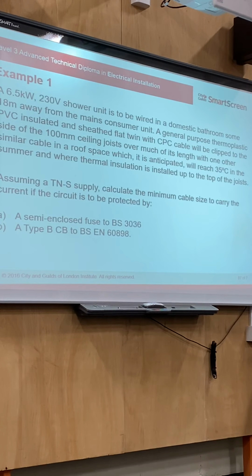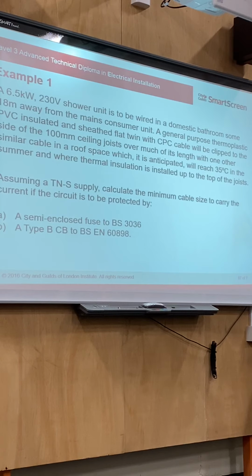Okay. So where do you think is the best place to start with this design? The 6.5 kilowatt, the design current. That's it. We start off with the design current, as it said on that list earlier, don't we? So if I do 6.5 kilowatts divided by our voltage, which was 230 volts, what's it going to equal? 28.26. That's quick. I haven't even asked anyone for the answer yet.